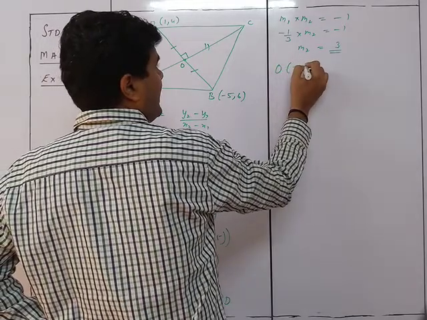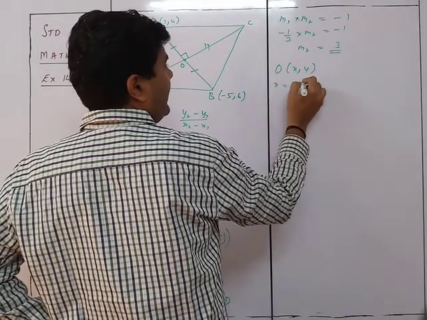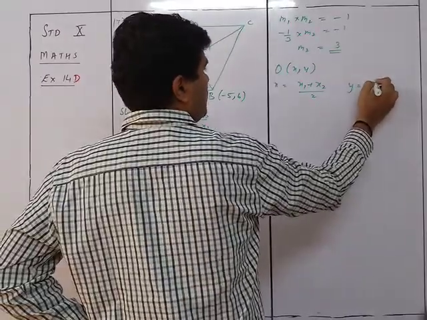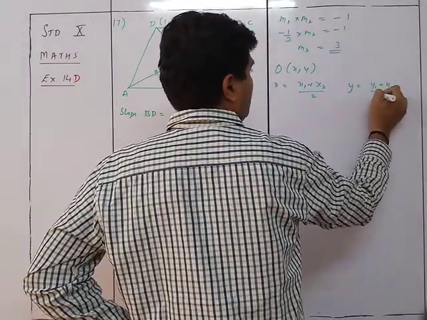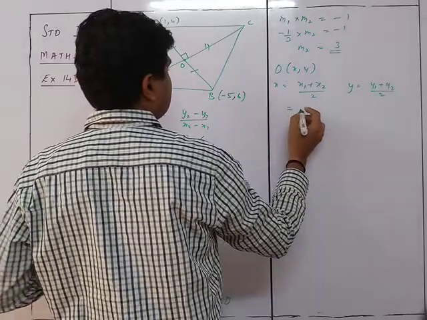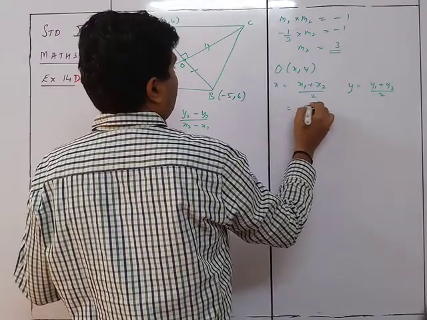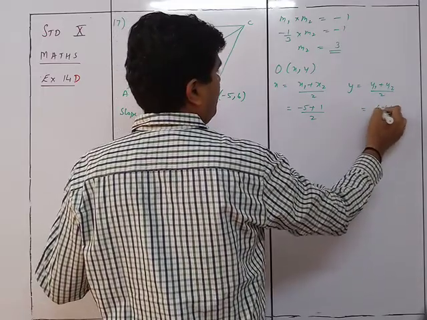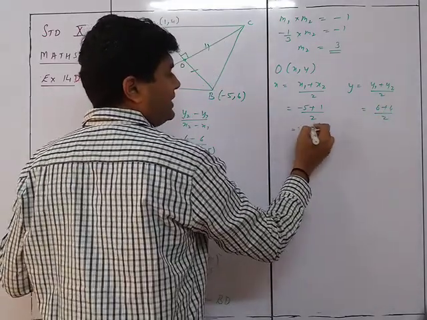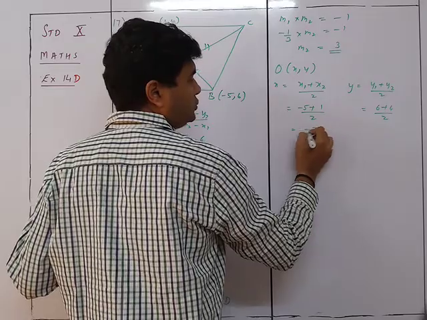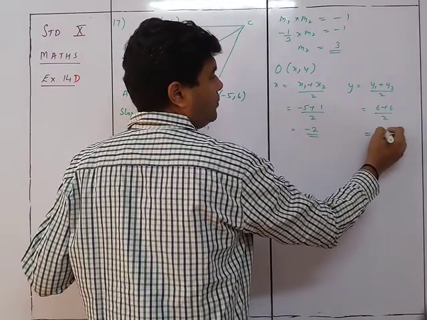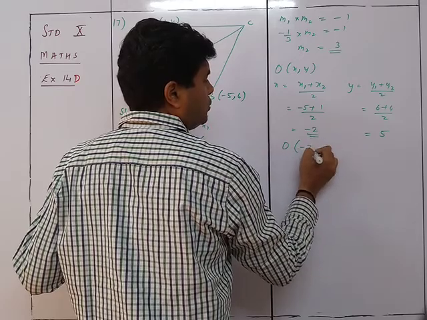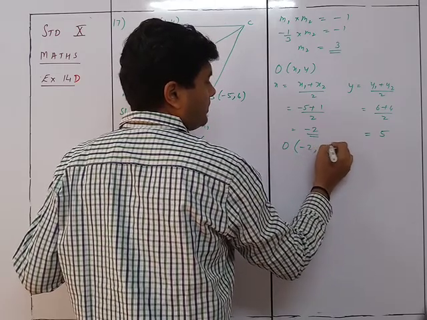O is x comma y. X is equal to x1 plus x2 upon 2. Y is equal to y1 plus y2 upon 2. That will give me minus 5 plus 1 upon 2, and 6 plus 4 upon 2. That's minus 4 upon 2, which is minus 2, and 10 upon 2, which is 5. So that's why the point O will be minus 2 comma 5.